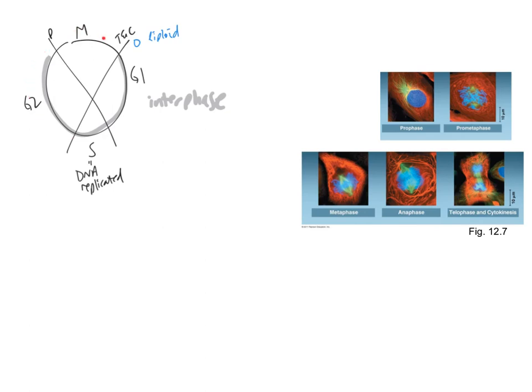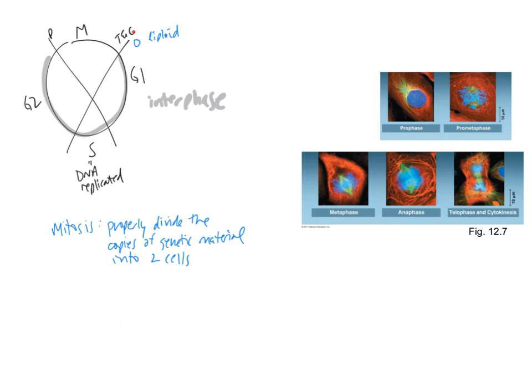And then what mitosis is all about is splitting up those two copies of the genetic material. So mitosis, the whole purpose of that is to properly divide the copies of genetic material into two cells. And that means that mitosis is really focusing on prophase, prometaphase, metaphase, anaphase, and telophase. So that's all about the genetic material.